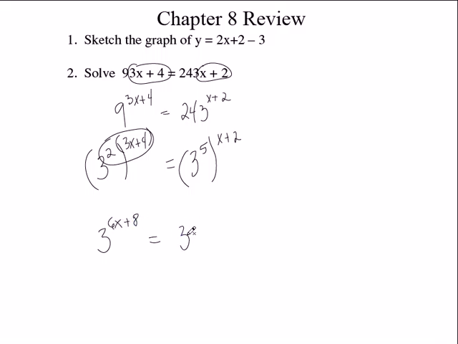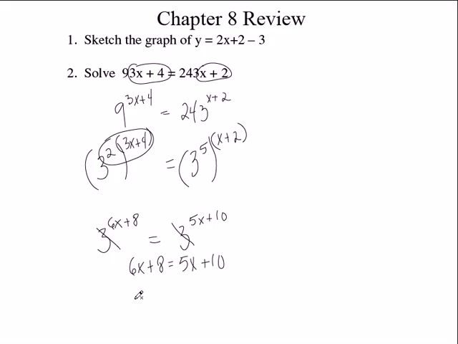And this, you do the same thing. You're going to multiply the exponents, so it's 3 to the 5x plus 10. Now watch, when the bases are the same, what can we do with the exponents? Just set them equal to each other. So just get rid of the bases, set the exponents equal to each other, and now it's just really simple algebra once you get to this point.